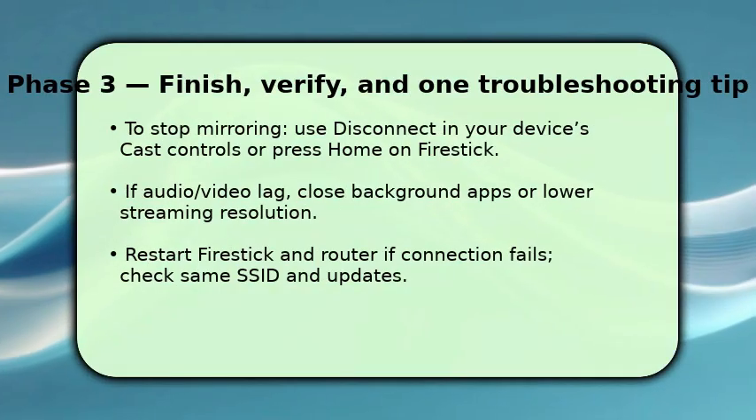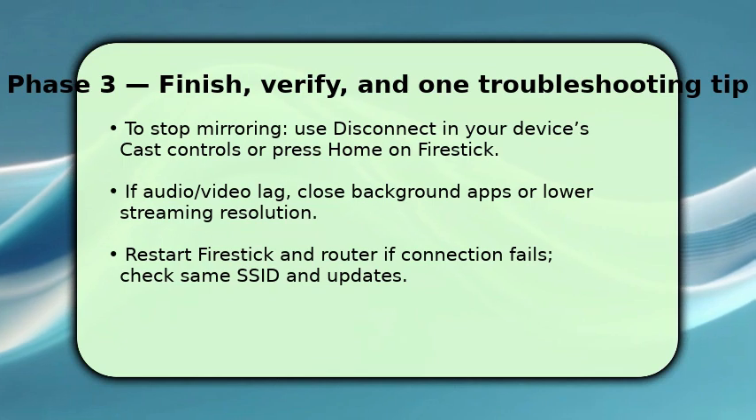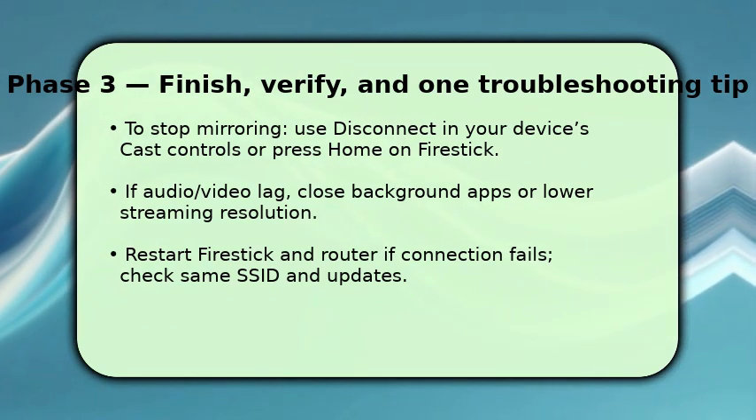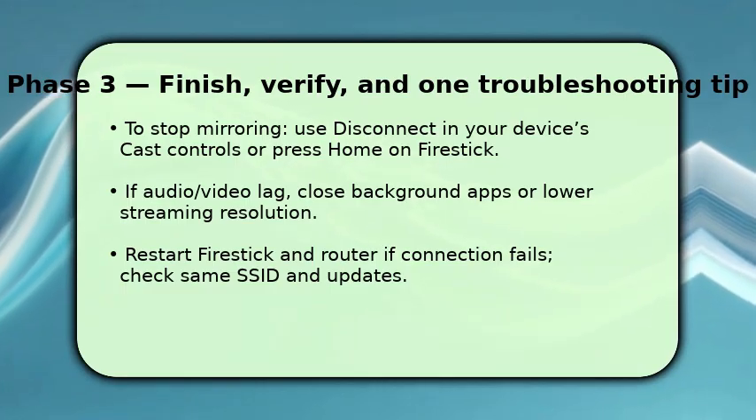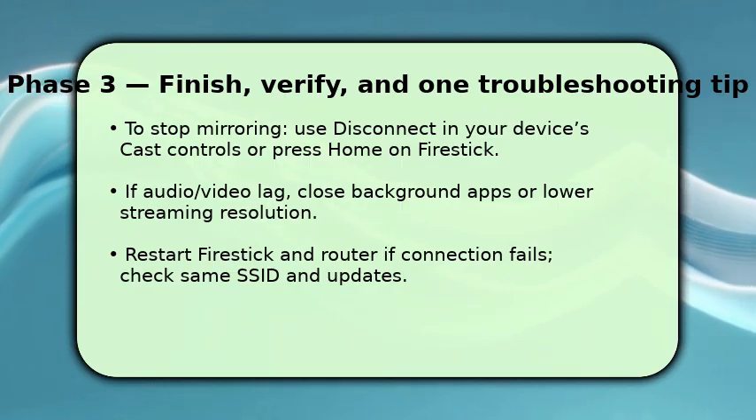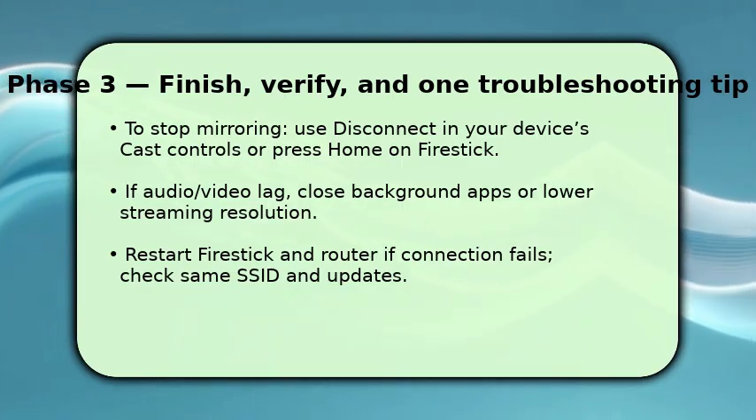To finish, stop mirroring from your phone or PC by tapping Disconnect in the cast controls, or press Home on the Firestick to end the session quickly. If you notice lag or stutter, make sure you close background apps on the source device and lower the streaming resolution. This reduces network load.